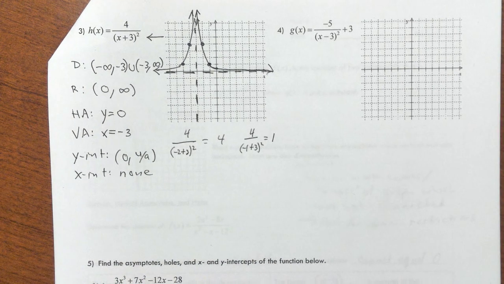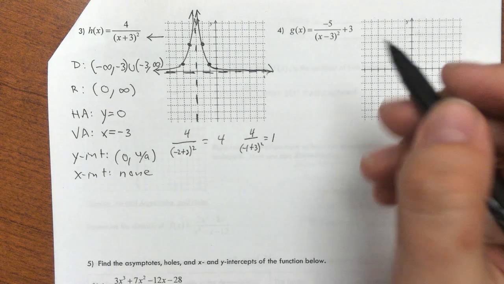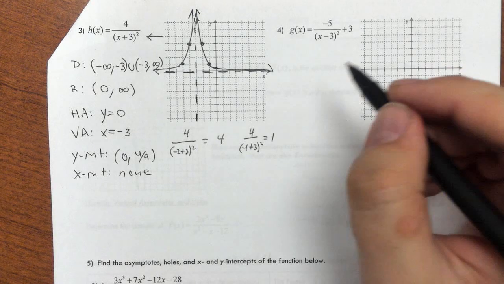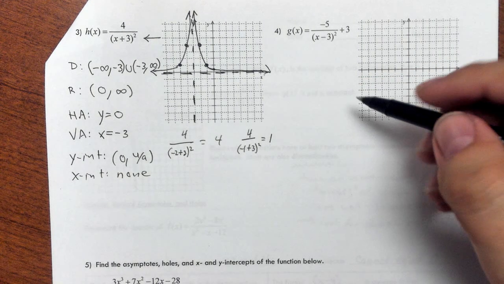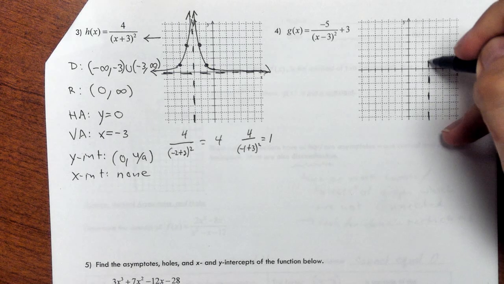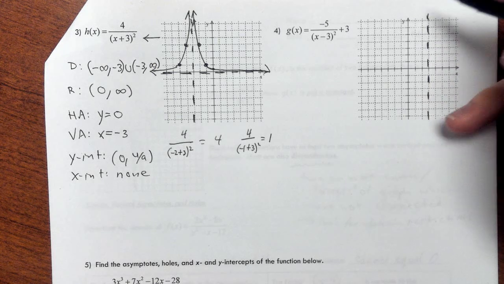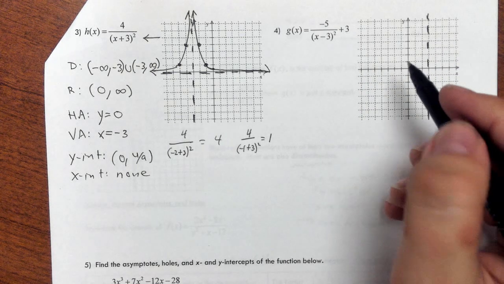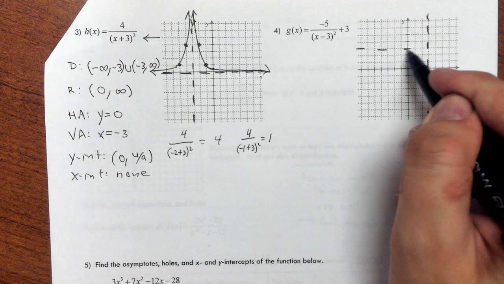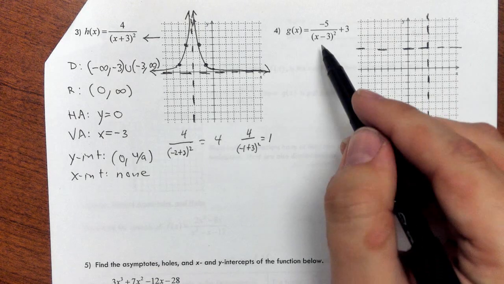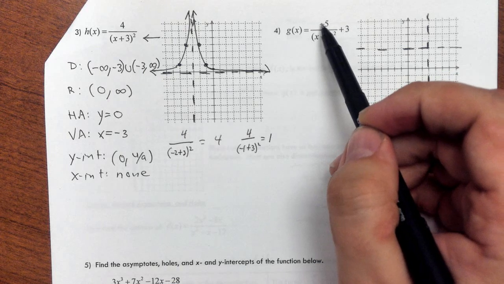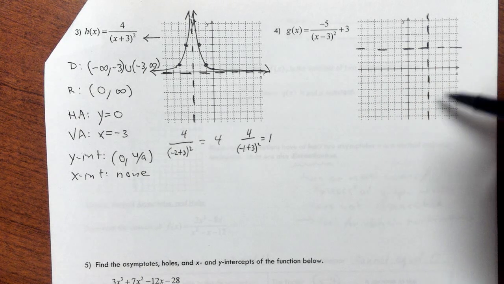Okay, one more example. g of x equals negative 5 over x minus 3 squared, plus 3. So if I figure out my asymptotes, x equals 3 will be my vertical asymptote. And this is in the nice transformational form. There's a 3 over here too, so y equals 3 will actually be my horizontal asymptote. And I can see the denominator is squared, so I'm expecting something like this, although that negative 5 makes me think this is probably reflected downwards.